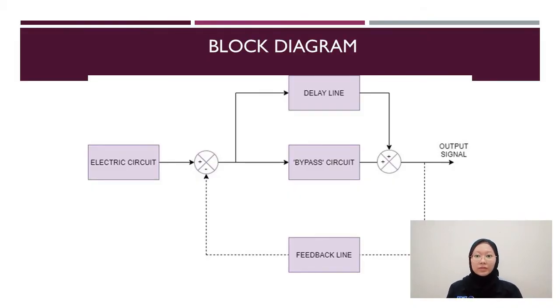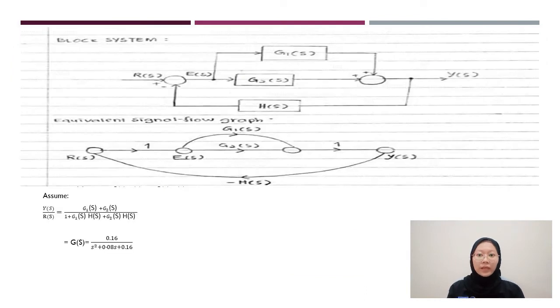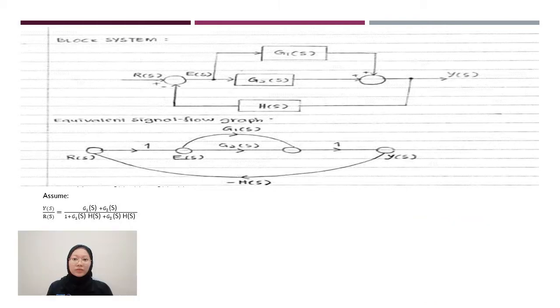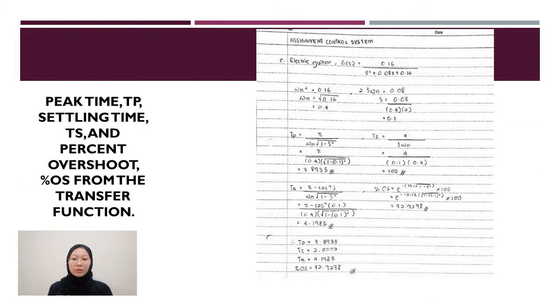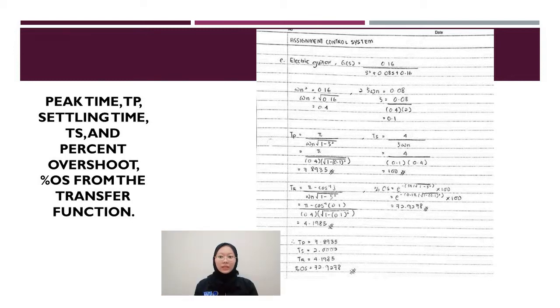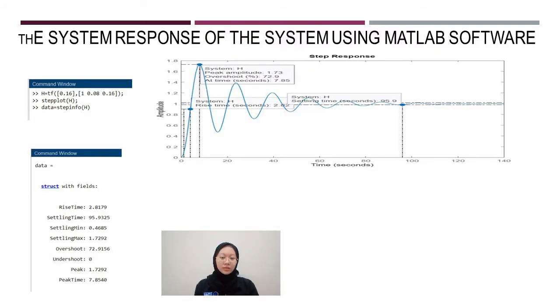The block diagram includes a feedback line, which means it is a closed loop. Based on the block diagram, we obtain a block system, and it is then converted into an equivalent signal flow graph. From that, we identified the forward path gain and loop gain, and obtained the transfer function as shown. Thus, we assume that our transfer function is 0.16 over s squared plus 0.8s plus 0.16. Next, from the transfer function, we calculate the peak time, settling time, and percentage overshoot.